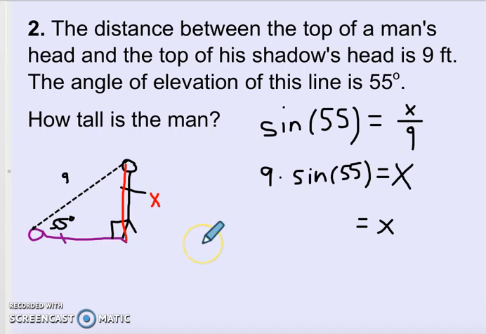So, calculator time. Sine of 55, enter, times 9, enter. That's a tall man. 7.37 feet. Not impossible. It's happened. 7.37. Should put feet on there.